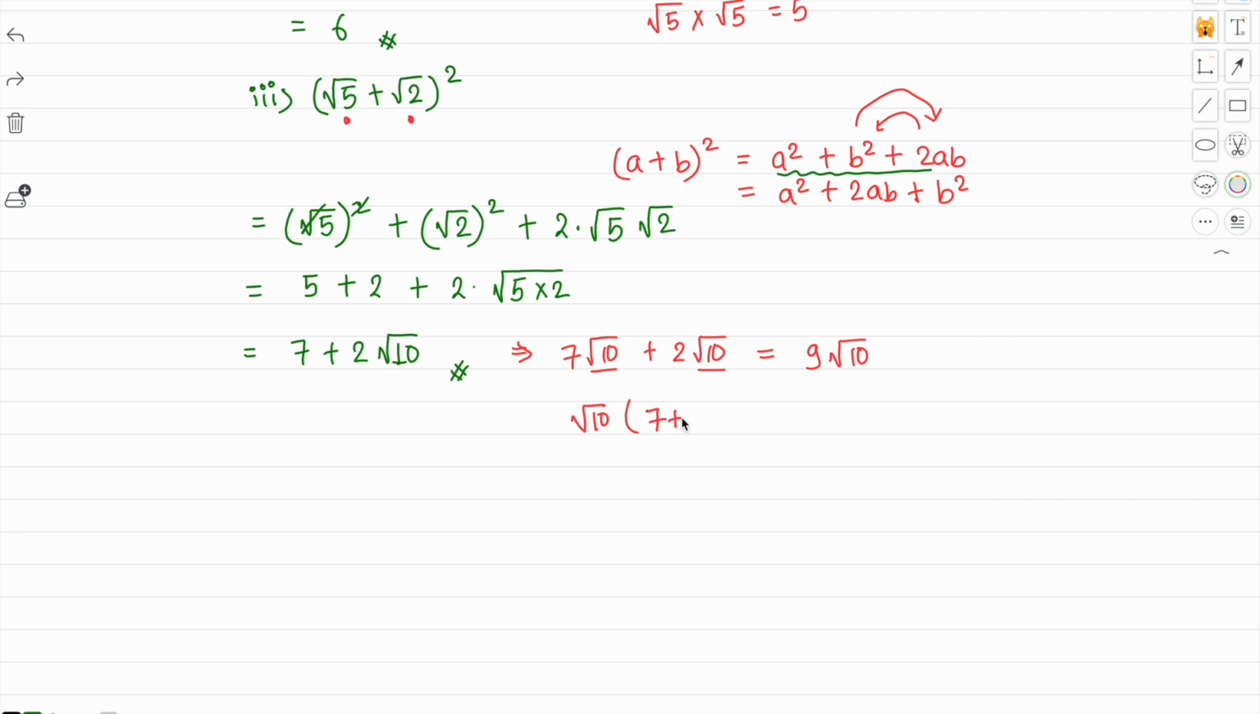And we would get 7 plus 2, right? And 7 plus 2 is 9. So we get 9√10, okay? In those cases only, you can add them. Otherwise, you can't add them, and this is going to be your answer, okay? So that's our third question. Now, let's look at our final question.